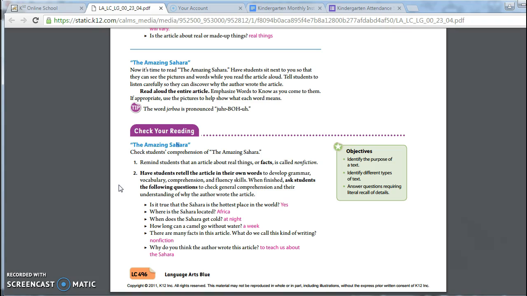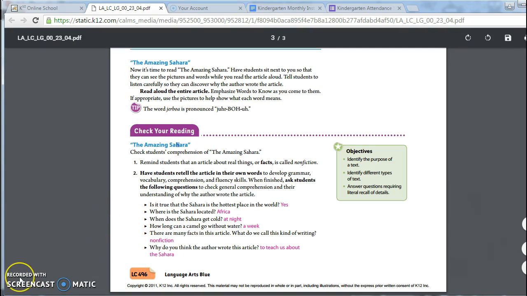That article is non-fiction. Very good. It is not fake. It is real information in that book. So that is a non-fiction article. Very good. Now, learning coaches, you can discuss these bulleted questions with your students, and the answers to the questions are written in red. Please pause this recording as you complete the Check Your Reading section with your student.